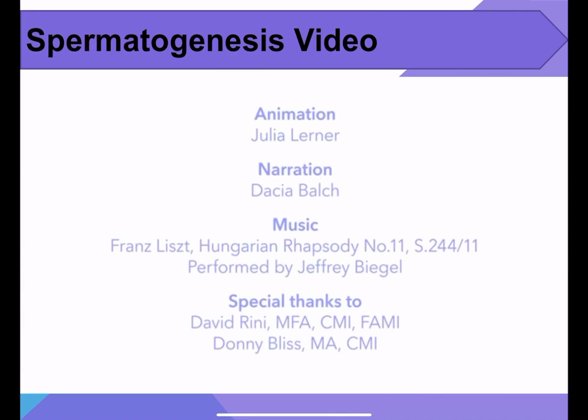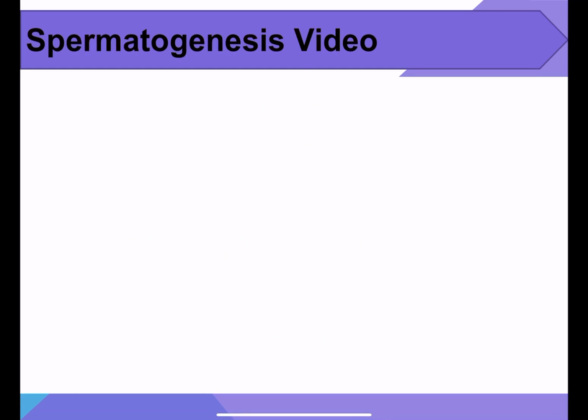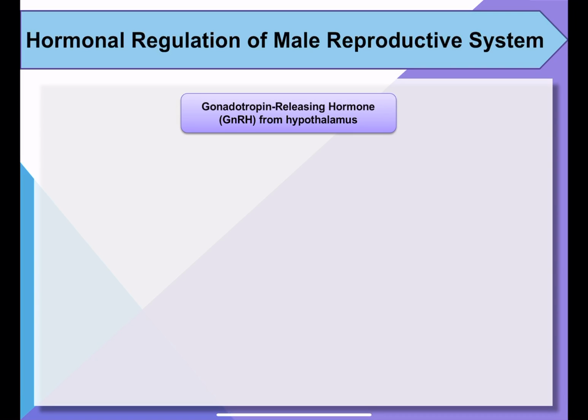So that wraps up an animation view of the whole spermatogenesis process. So that should help you envision how things are happening within the seminiferous tubule. We will talk about the parts of the sperm in a bit, okay? But before that, let's talk about the hormonal regulation of the male reproductive system.